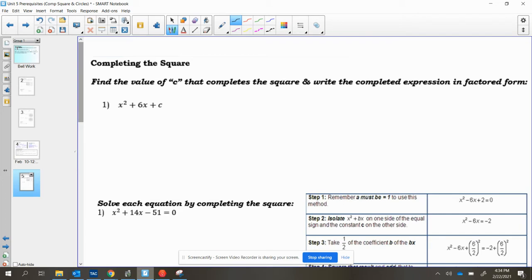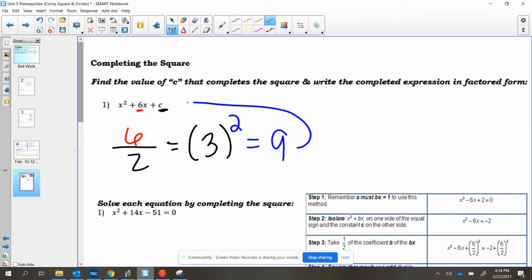Now, in order to complete the square, you're always going to add a C value that makes these trinomials factorable. And that value is always going to be your B term, so in this case 6, and we're always going to divide that value by 2. And then we're going to square that value to get our value of C.